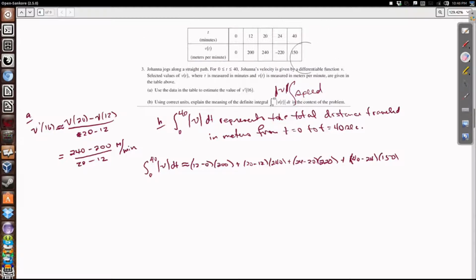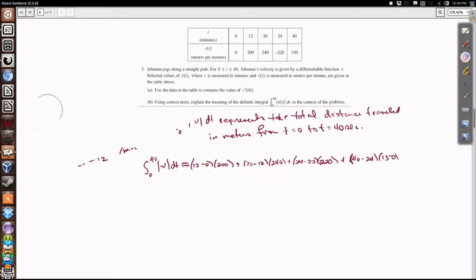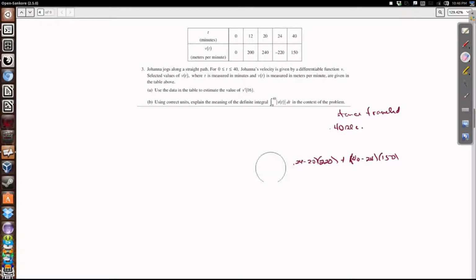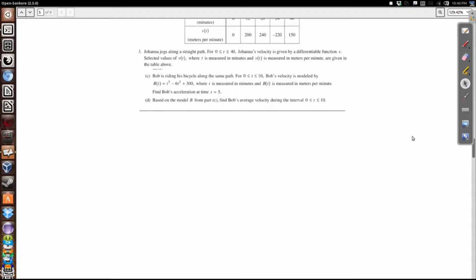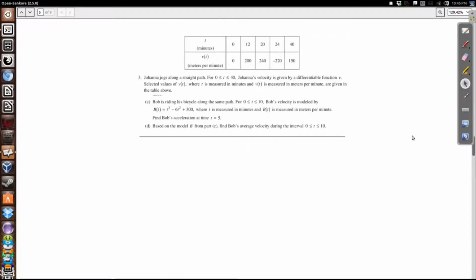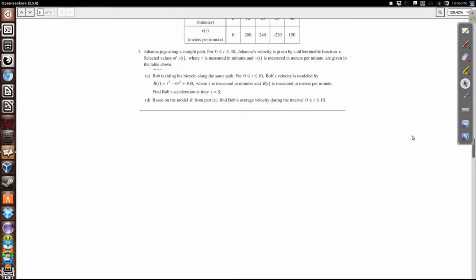So now let's take a look at part C. For part C and part D, they give us a modeling function, and that's really what's different here. They tell us that Bob is riding his bicycle along the same path. For 0 less than t less than 10, Bob's velocity is modeled by this formula, where t is measured in minutes and b of t is measured in meters per minute.